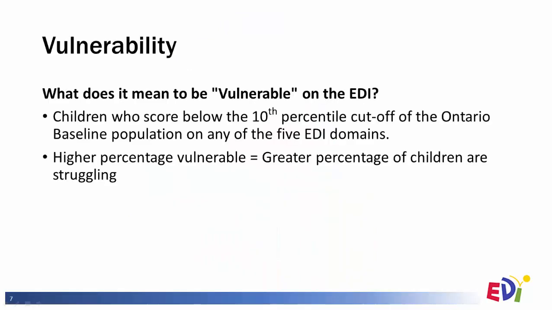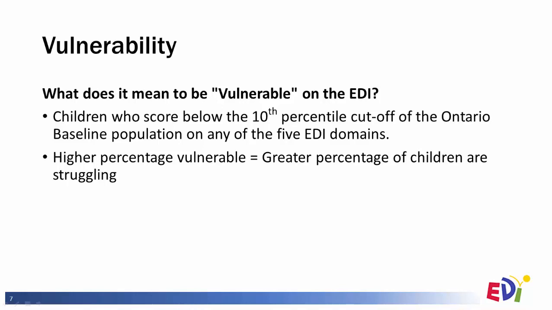So, to begin looking at the actual dataset, let's take a look at a commonly used term when talking about the EDI, that is, vulnerable. The term vulnerable is often used interchangeably with the term scoring low. That is because children who score below the 10th percentile cutoff on the Ontario baseline population on any of the 5 domains are considered vulnerable.